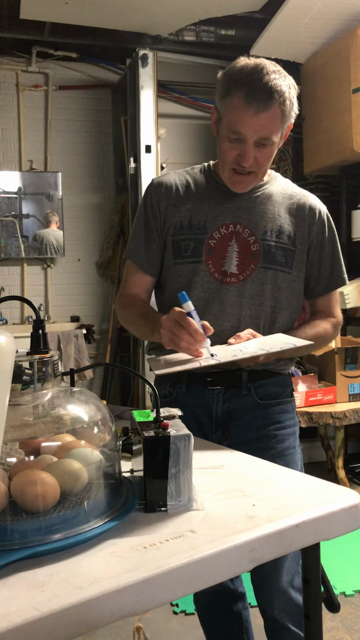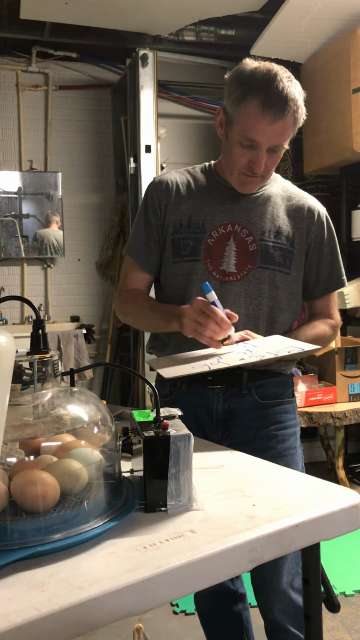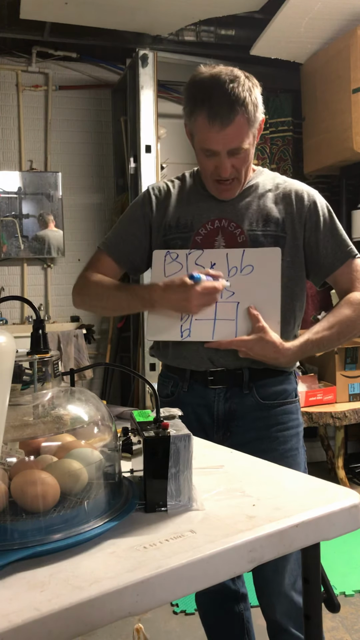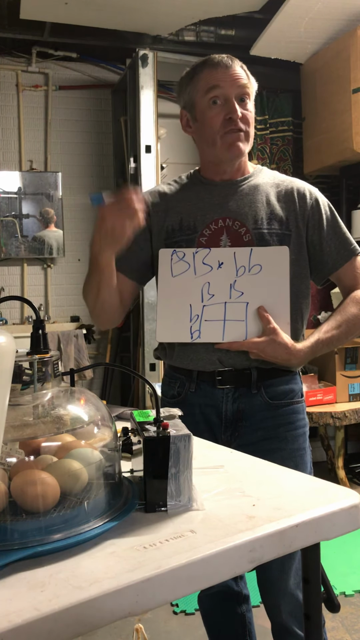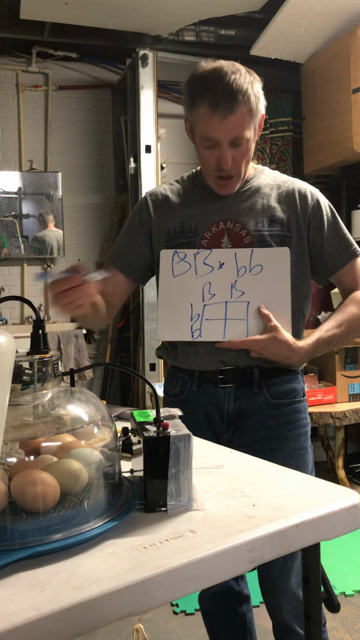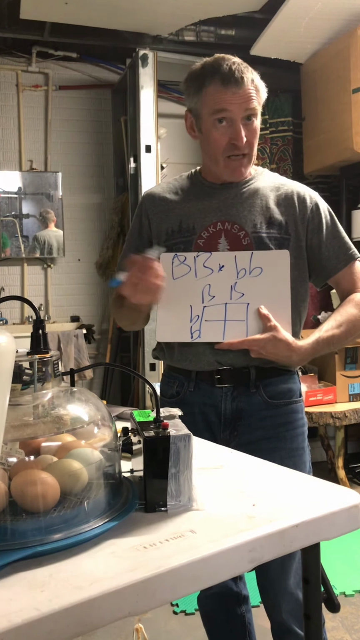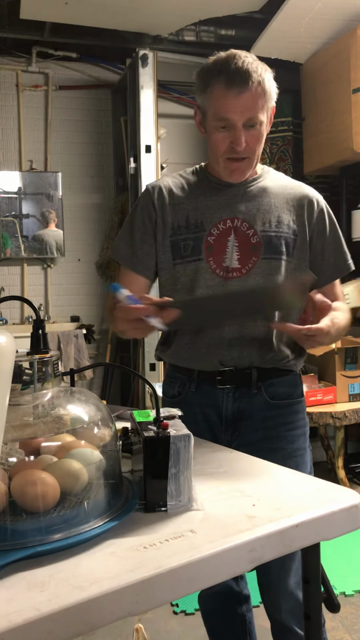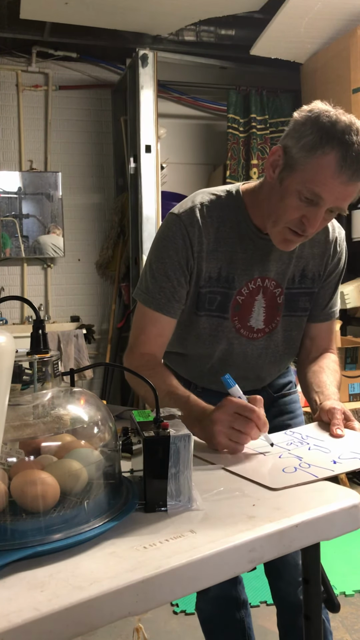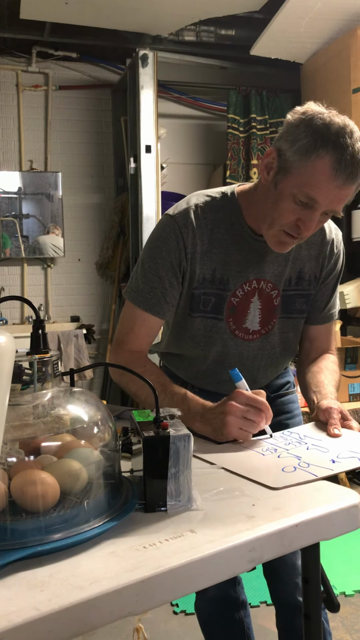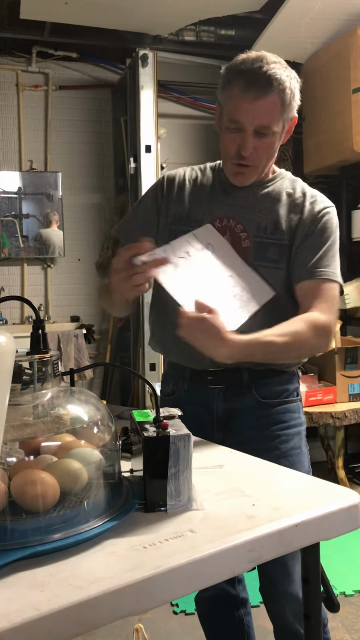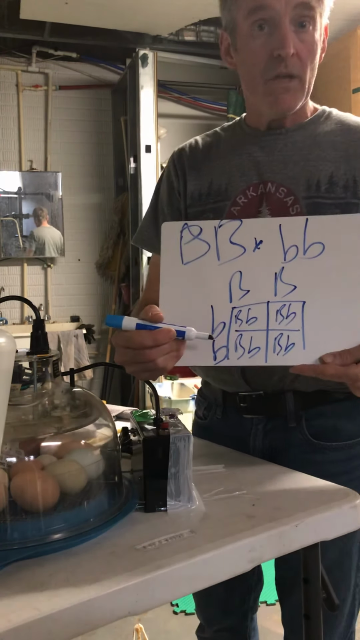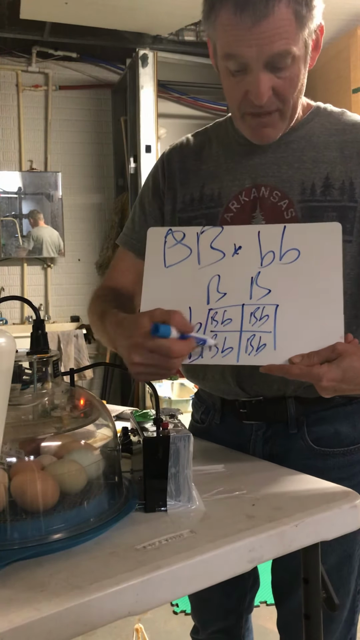So I set up my Punnett square. Remember, individuals only give half their genetic information to the offspring, so this one can donate a big B or a big B, and this one can donate a little b or a little b. If we look at the offspring, all the offspring will have the same genotype, big B, little b.